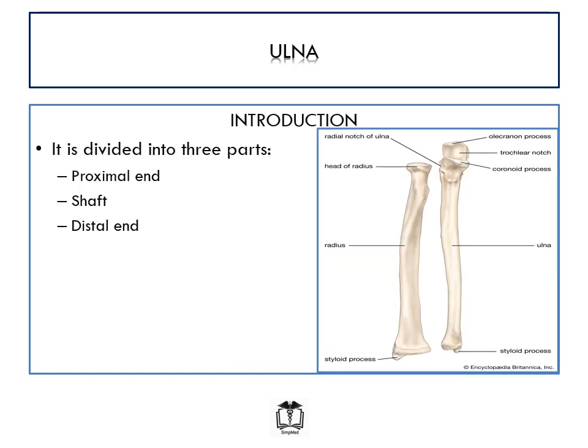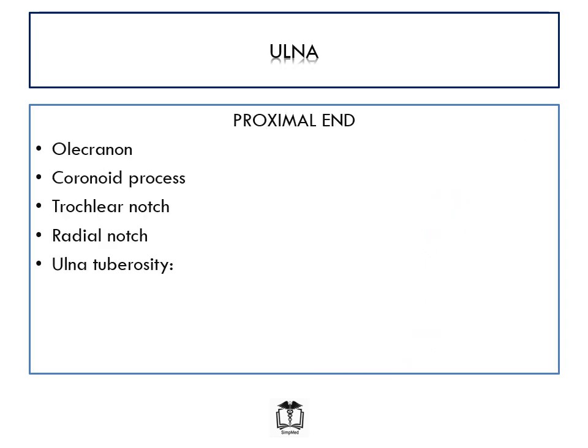In terms of the anatomy, the ulna is divided into three major parts. It's a long bone, so it's going to contain a proximal end, a distal end, and a shaft connecting them. Talking about the landmarks in the proximal end of the ulna, we start with the olecranon. The olecranon process is the largest landmark in the ulna, and this particular landmark is related to a number of structures. First of all, muscles. There are two major muscles attached to the olecranon process. These are the anconeus muscle and the triceps brachii muscle. So the triceps brachii and the anconeus muscle are the two muscles attached to the olecranon.